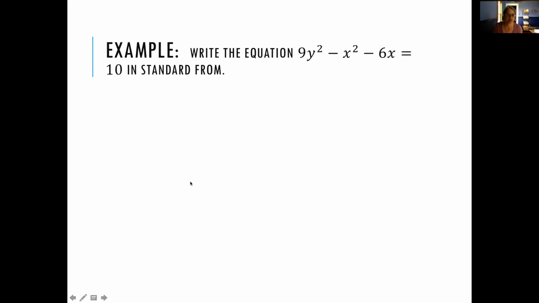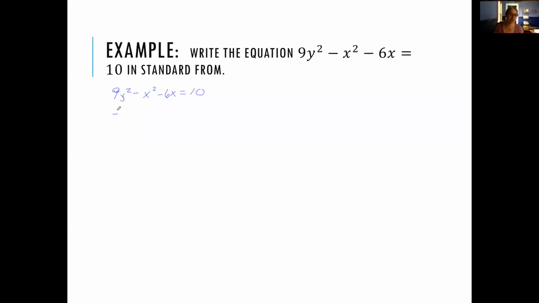So let's write 9y squared minus x squared minus 6x equals 10. Sorry about the line break there. That is 9y squared minus x squared minus 6x equals 10. Now, you recognize this as a hyperbola because both x and y are squared, but one has a positive coefficient and the other has a negative coefficient. So you know it is a hyperbola.